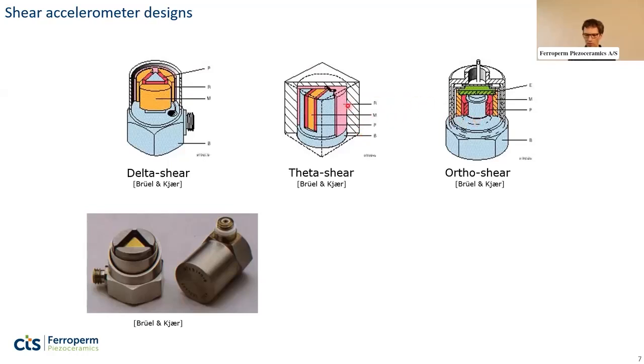Here you see some other examples using the shear mode. Also here you have 2 shear plates, and in this case it's one shear tube with the seismic mass also being tubular and fitted around it.